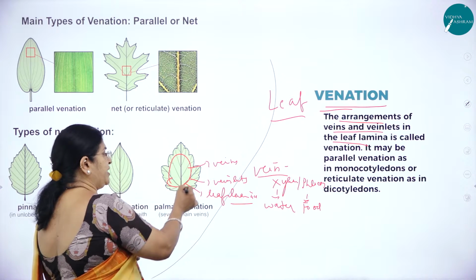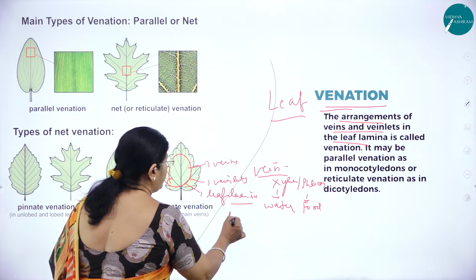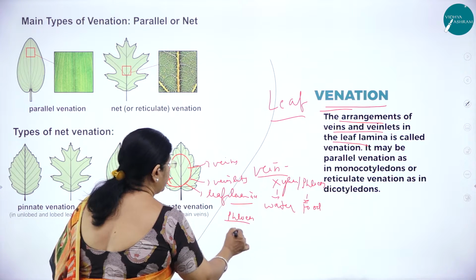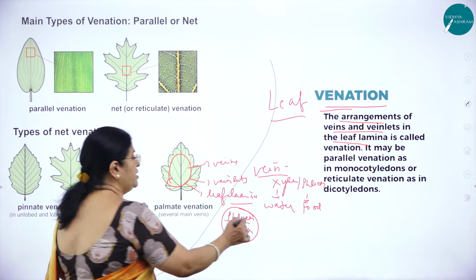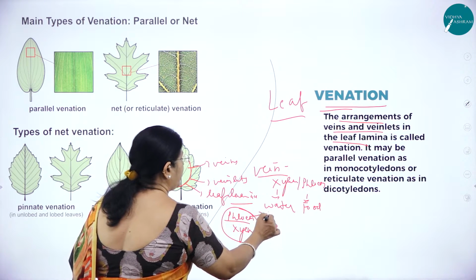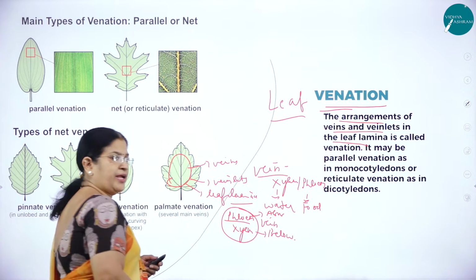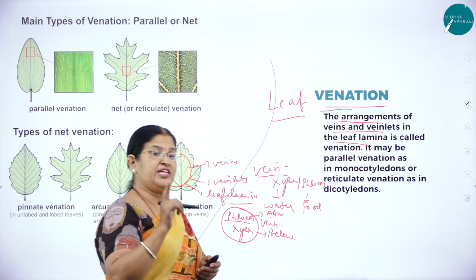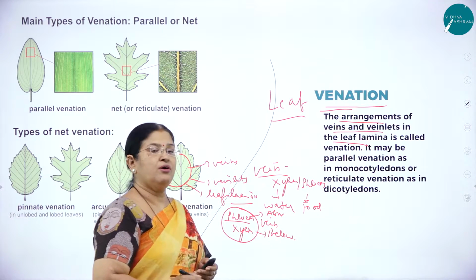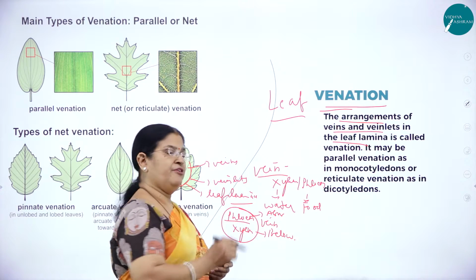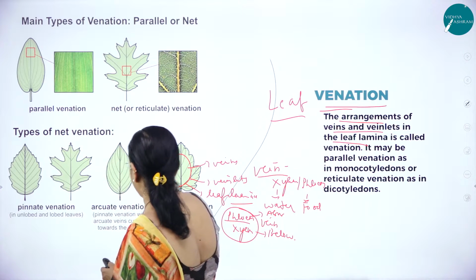Here you can see in this beautiful picture how the veins are arranged. Usually in a vein we find phloem above and xylem below. Right. So what is venation? Venation is nothing but the arrangement of veins and veinlets on the leaf lamina. In this picture you can see different types of venation.